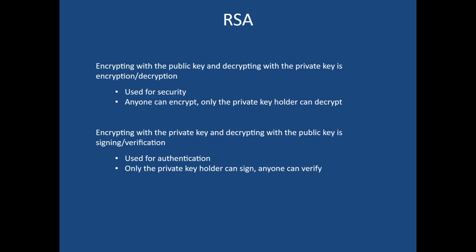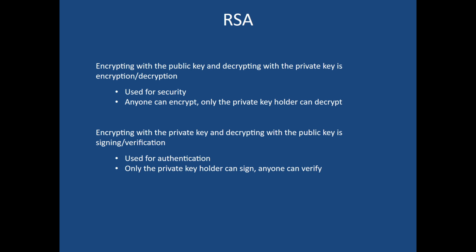So RSA can be used in several forms. You can encrypt with the public key and decrypt with the private key, and that's called encryption and decryption. That's what we usually think of when we think about RSA. So it's used for security. Anyone can encrypt as long as they know your public key, but only the private key holder can decrypt.